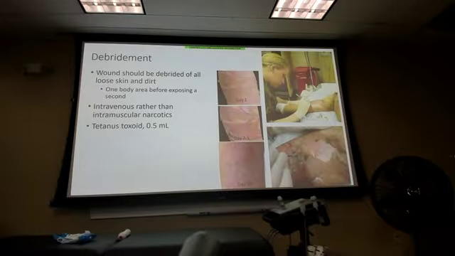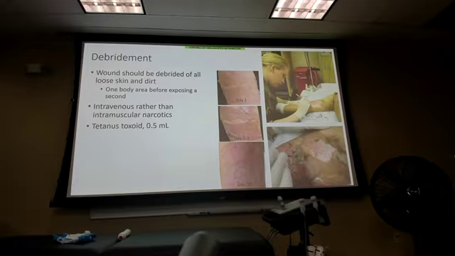Okay. All right. So debridement. What do we have to do in order to remove the dead tissue? Any loose skin and dirt should be debrided. Okay. When you're doing this, especially if it's a larger body surface area, we try to only uncover one area at a time. We're trying to keep the rest of the body covered and warm.